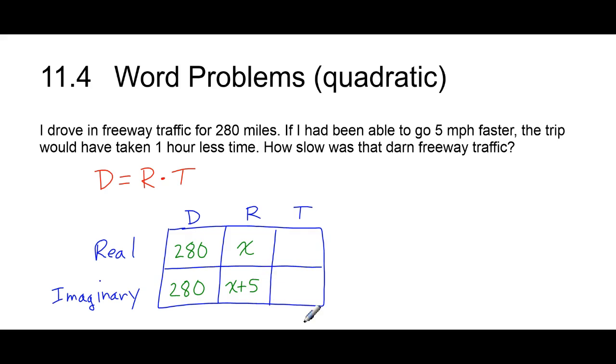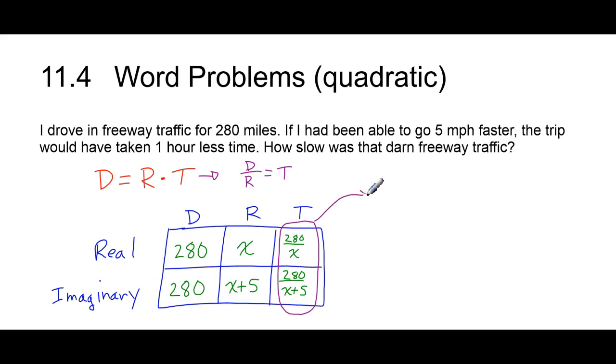Once you have two elements of the chart filled in, you should immediately fill in the third one using distance equals rate times time. In particular, we're trying to figure out time, so we're going to take the distance and divide by the rate and we're going to get the time. So distance divided by rate in the real journey, distance divided by rate in the imaginary journey. And then that bit there is how you build the equation. Whatever you've filled in from the formula in the chart, that's how you're going to build the equation.